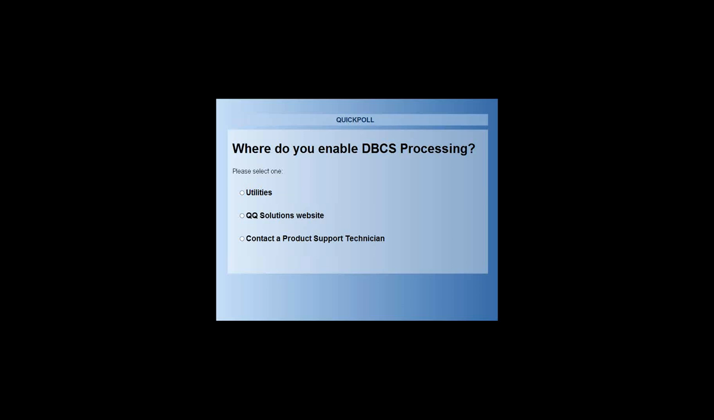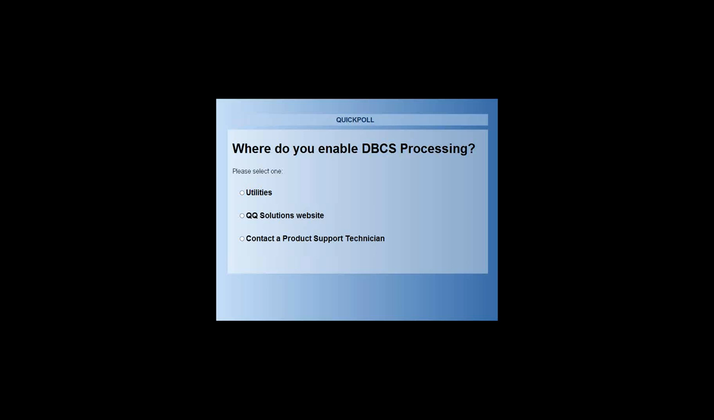Okay, so the majority of you chose the correct one, which is A, utilities. In order to enable direct bill commission statements to process, you do need to go into utilities, insurance companies, and check that download commission box that's located on the upper right-hand side.